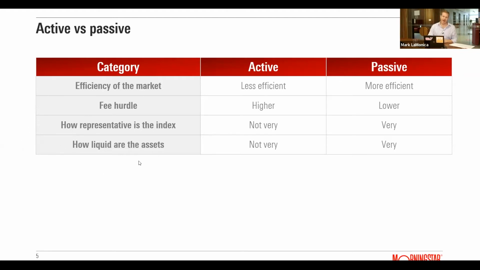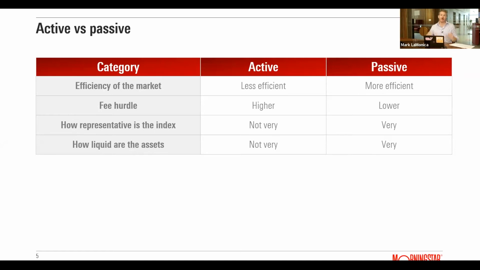And then we also have to think about asset liquidity. Basically, liquidity is just how quickly and easily you can take an asset and raise cash for it. So if something's very liquid, it means I can sell it really quickly.